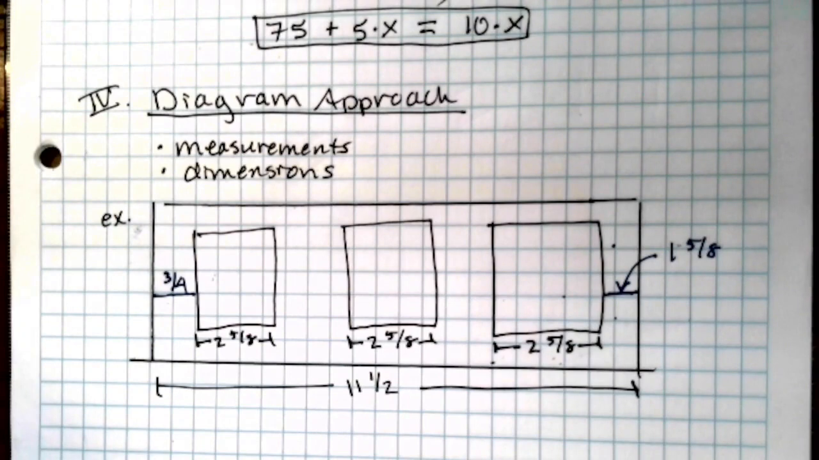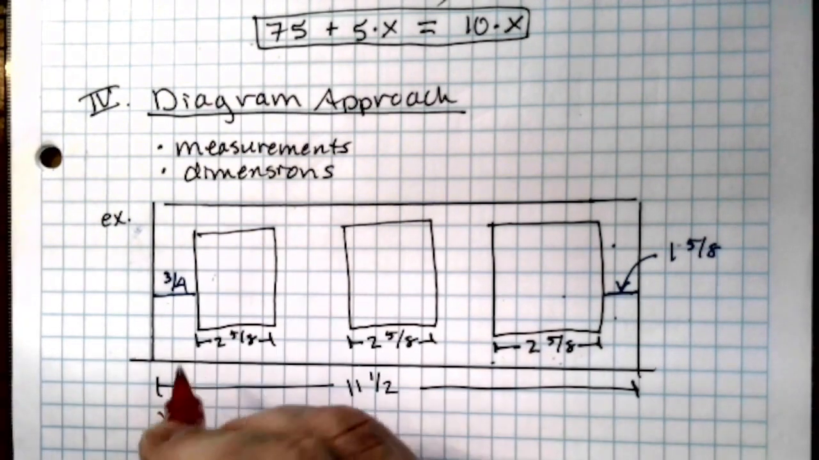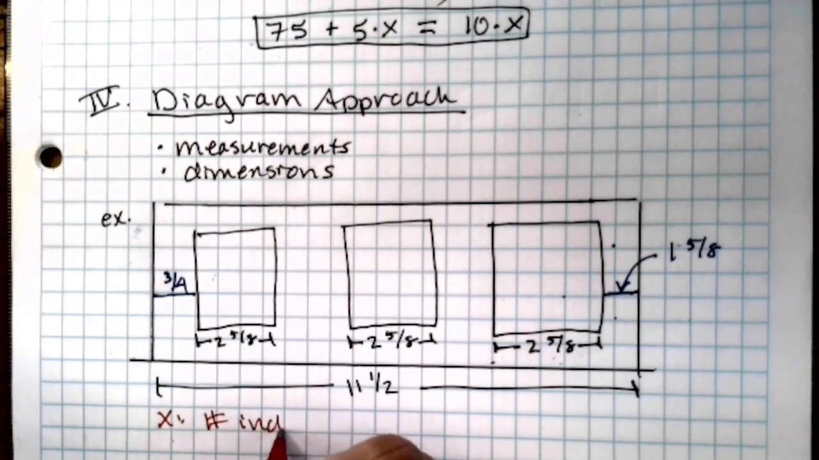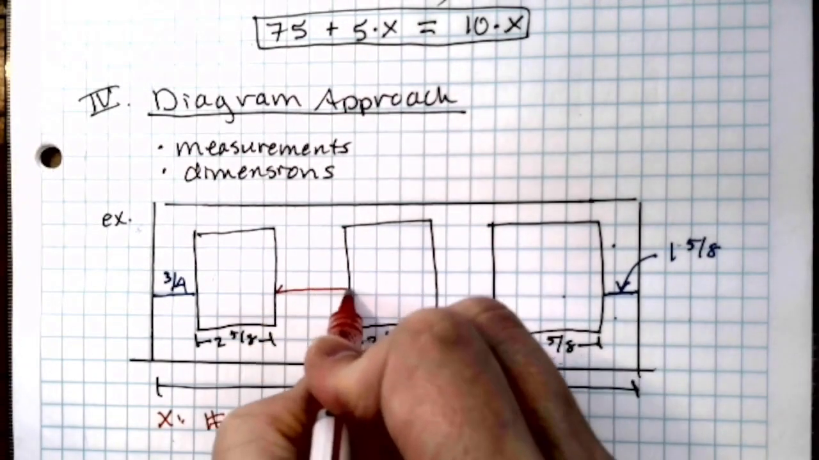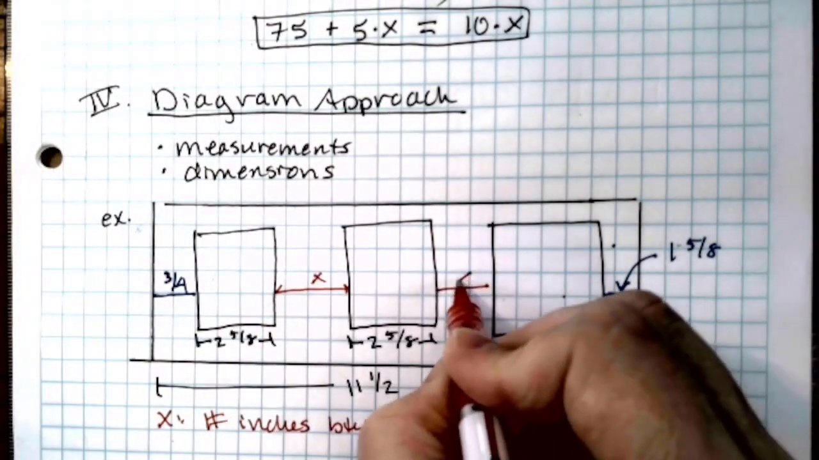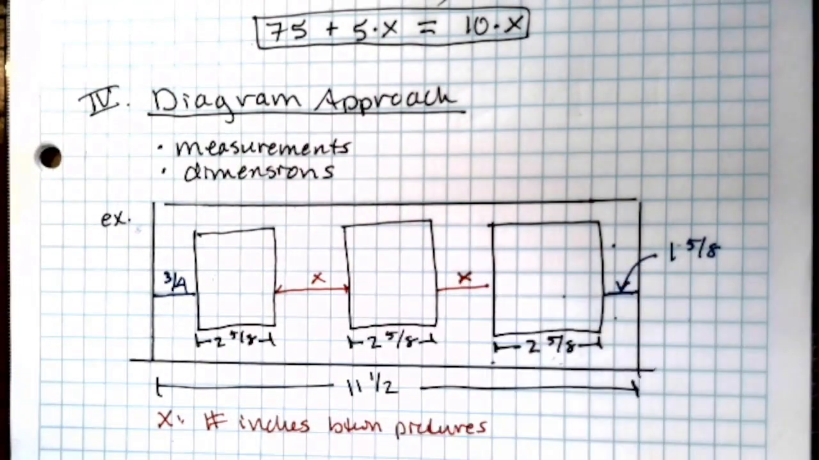We want to know how much space to leave between the pictures. So our x value is the number of inches between the pictures. So I'm going to label this one X and this one X. That's the distance between the pictures.